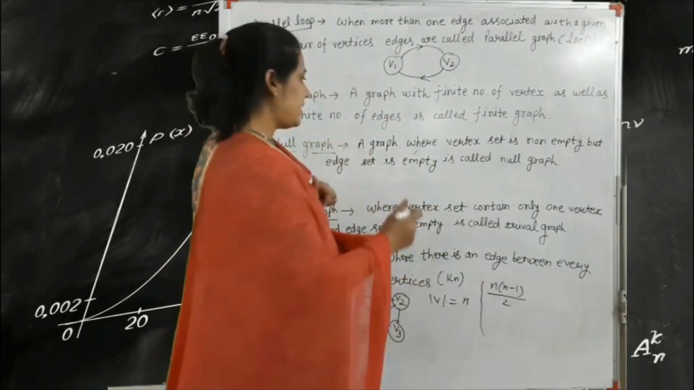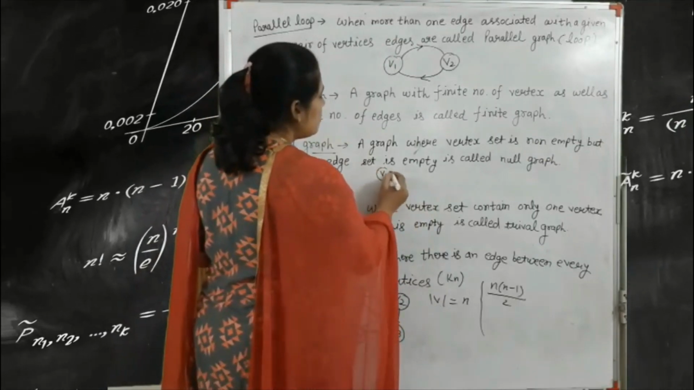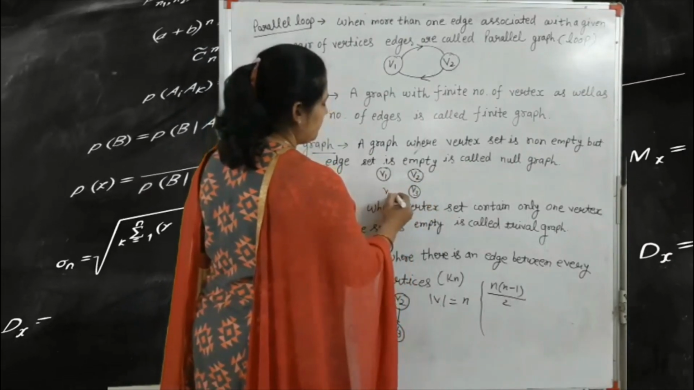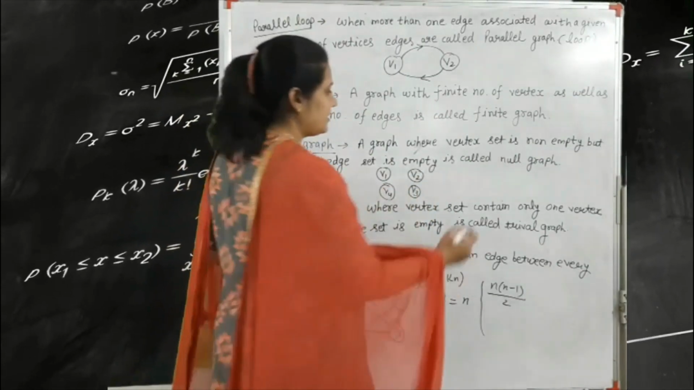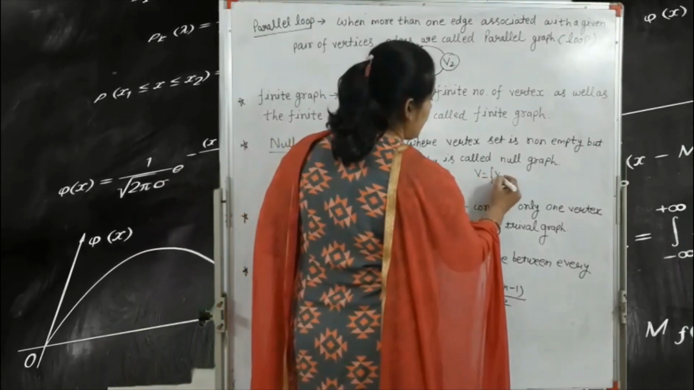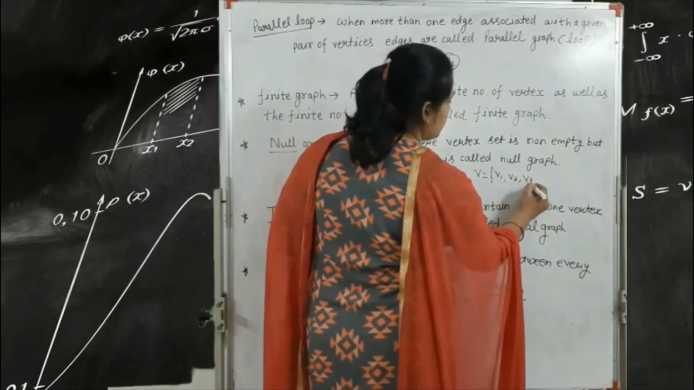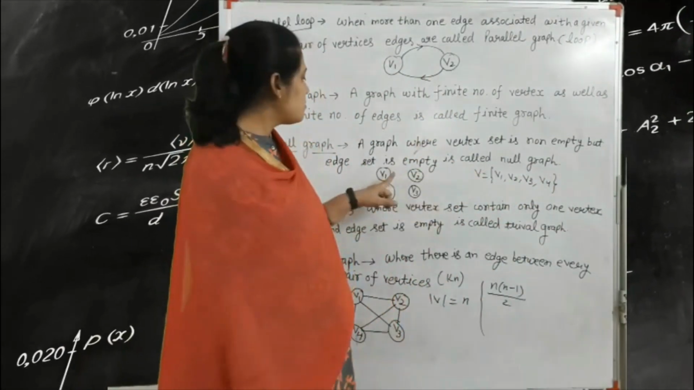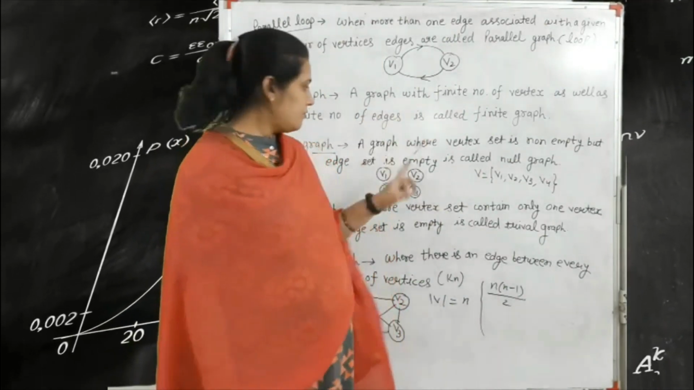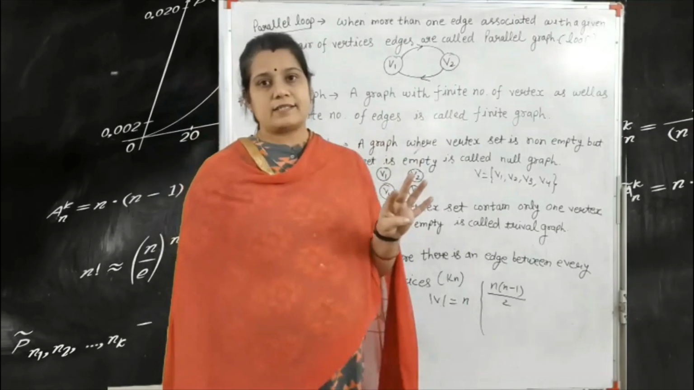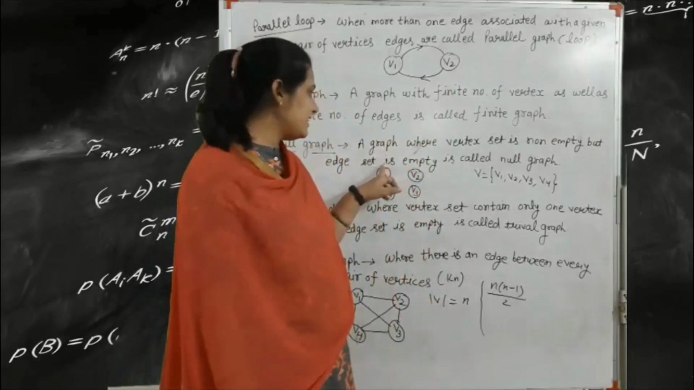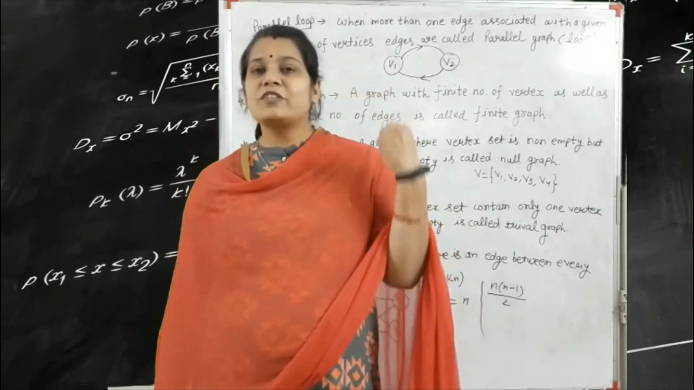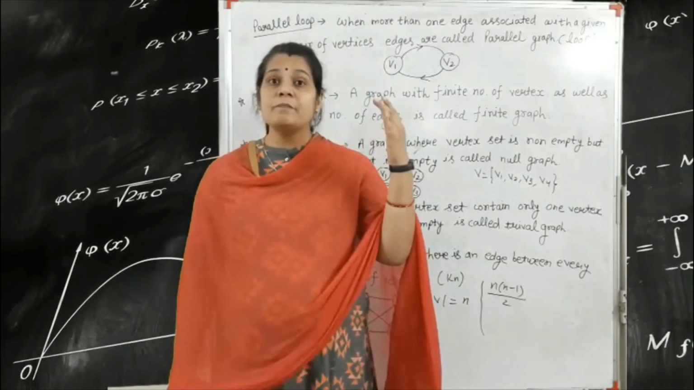So what is the diagram? For example, we have four vertices V1, V2, V3 and V4. Got it? So the vertex set is V equal to V1, V2, V3 and V4, and this is a finite vertex set, because it is countable. So here we draw the graph V1, V2, V3, V4, four vertices. But here the edge set is empty. There are no edges between the vertices. So this type of graph is a null graph.